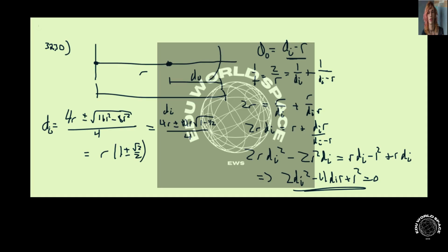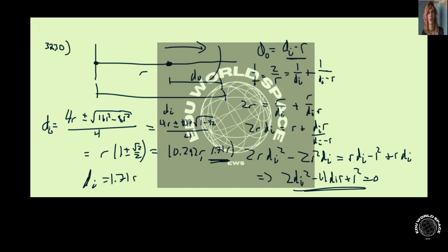Cool. So let's plug that in. This will give us 2 answers because it's a quadratic equation, and we should be left with 0.292r and 1.71r. So we know the mirror has to be placed on this other side of the object, so it's going to be greater than 1r, so it's got to be this one. So exactly, we want di to be 1.71r.